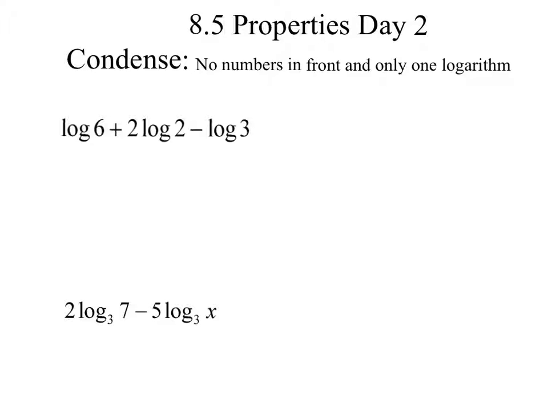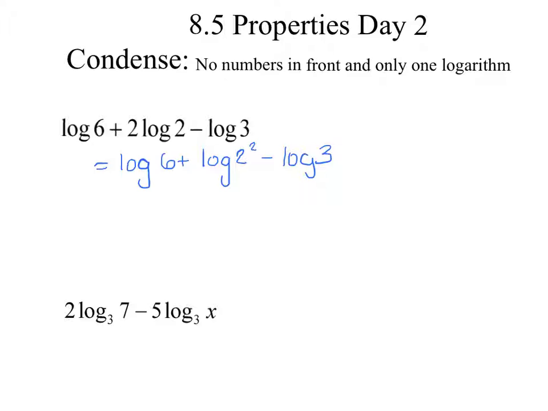So if we look at this first example, I'm looking for numbers in front of log. Here I have a 2 in front of this one, so I'm going to take that 2 and make it an exponent. And that's about it. So let's start there. So we have a log of 6 plus log of 2 squared minus log of 3. And then I'm going to go back to the rules with the plusing and minusing. If there is a plus, then I'm going to take what's inside and multiply them. If there's a minus, then I'm going to take what's on top and divide.